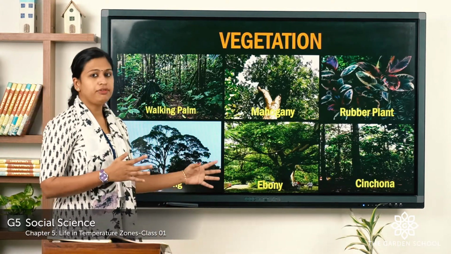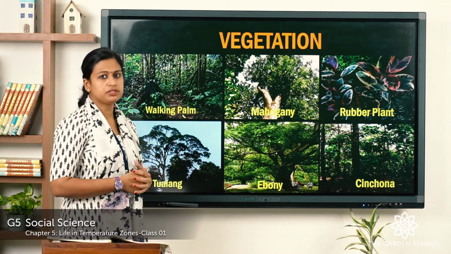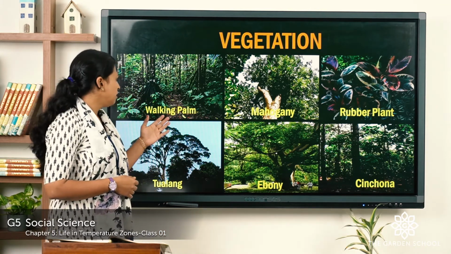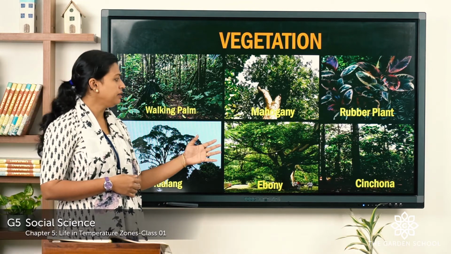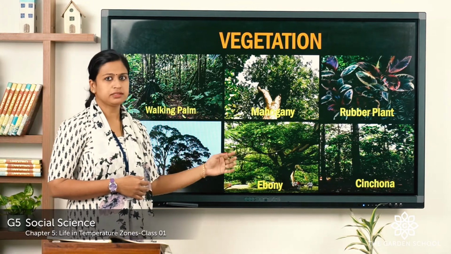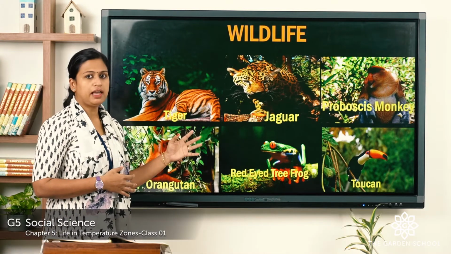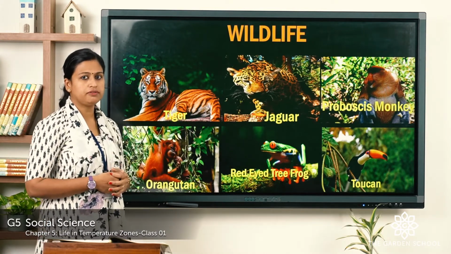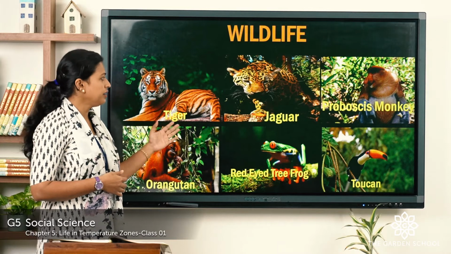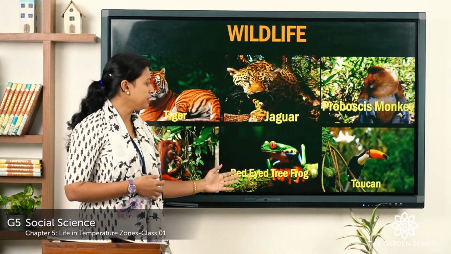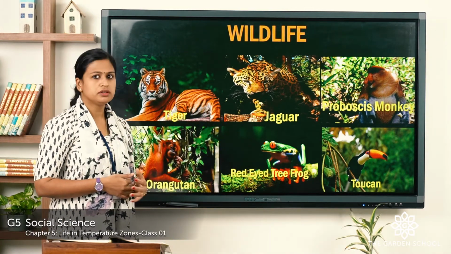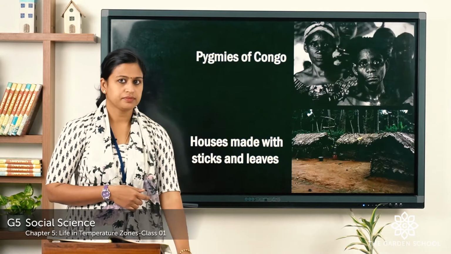Now, these are few vegetations found in equatorial forest like walking palm, mahogany, rubber plant, ebony and so on. These are the wildlife found in equatorial forests like tiger, lion, jaguar, proboscis monkey, red-eyed tree frog, toucan and so on.